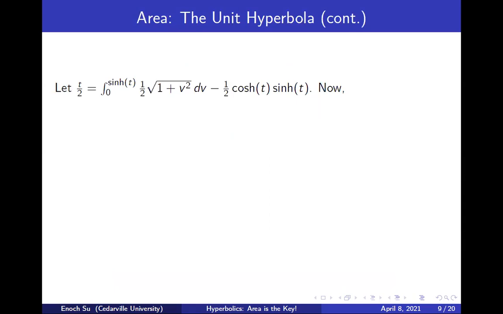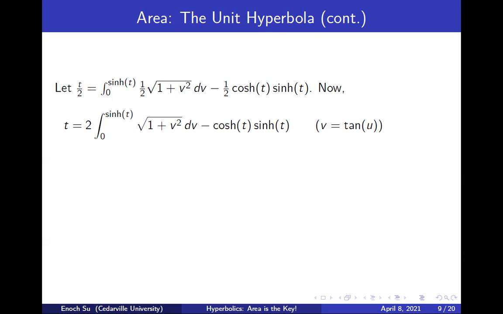And so now we are going to try to get t equals something on the right-hand side. First thing first, let's deal with the fractions. If we multiply both sides through by 2, we wind up getting this formula. T equals 2 times the integral from 0 to sinh t of square root of 1 plus v squared dv minus cosh t sinh t. Now it's going to get very clunky, so I'm just going to go through the basics.